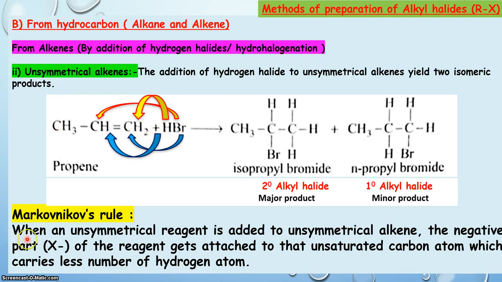Let us repeat this. When an unsymmetrical reagent is added to an unsymmetrical alkene, the negative part of the reagent, Br minus, I minus or Cl minus, gets attached to that unsaturated carbon atom, that is the doubly bonded carbon atom, which carries fewer hydrogen atoms. So here you can observe in the major product the Br minus ion is attached to that carbon atom which carries fewer hydrogen atoms. But why is this the major product? Let us understand in detail.